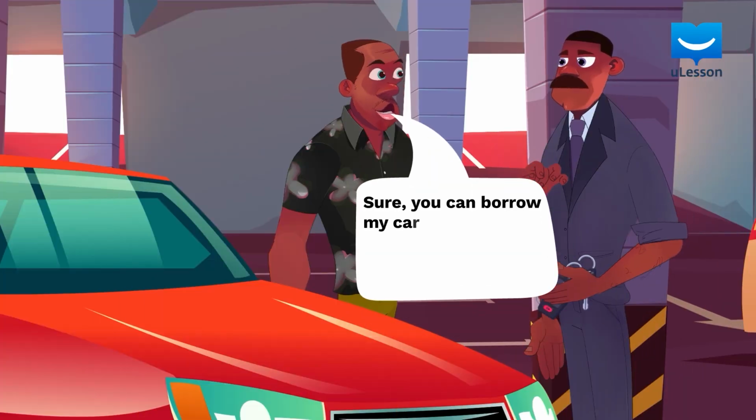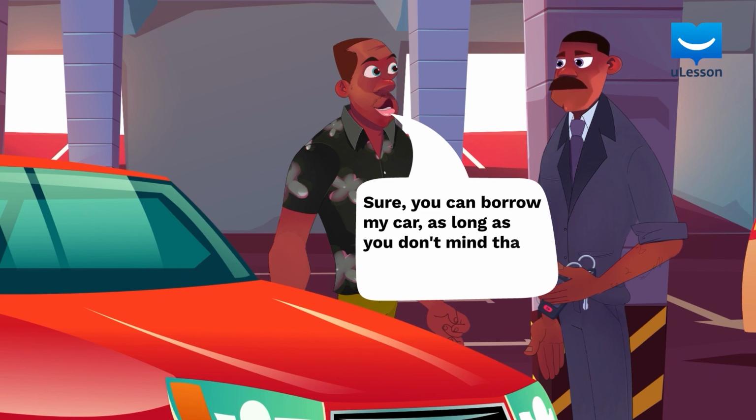Look at this example. Suppose a friend says, "Sure, you can borrow my car as long as you don't mind that it might break down at any moment." On the surface, your friend said yes, you could borrow their car, but if you read between the lines, they're probably hoping you won't because the car is unreliable. Now let's take this skill to a test.